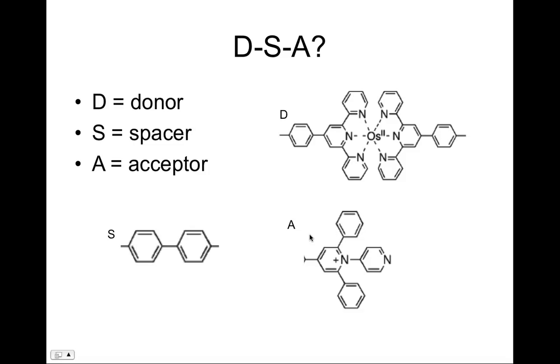So in this paper, the authors made several different DSA complexes. So what exactly is a DSA complex? Well, the D stands for donor, and in this case, they used the osmium-2 bis-terpyridine species as their light-triggered electron donor. S stands for spacer, which was either a biphenylene or a phenylene xylylene spacer, and A stands for acceptor, so it's going to accept that electron from the donor. And they used the N-pyridyl 2,6-diphenyl pyridinium ion.